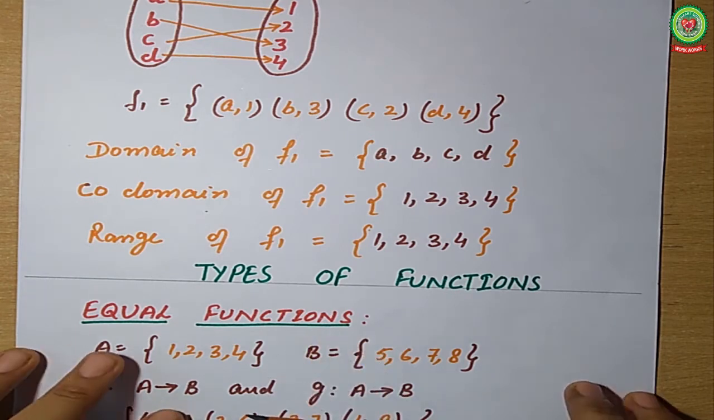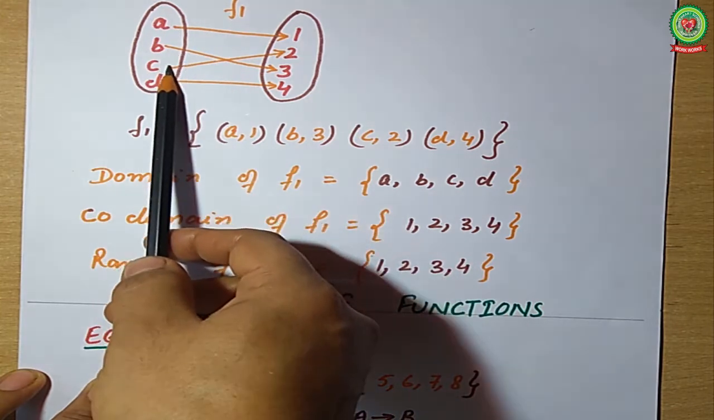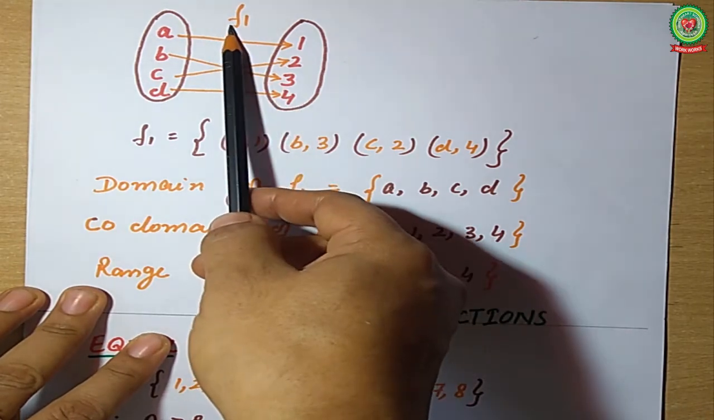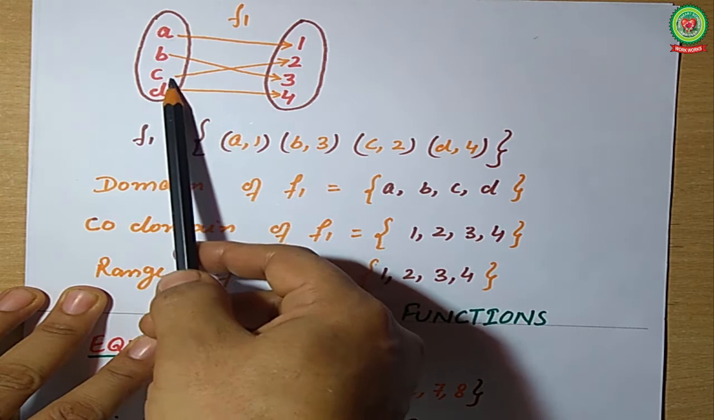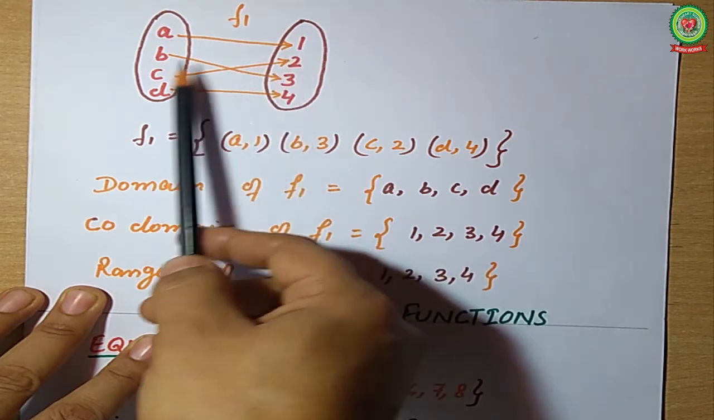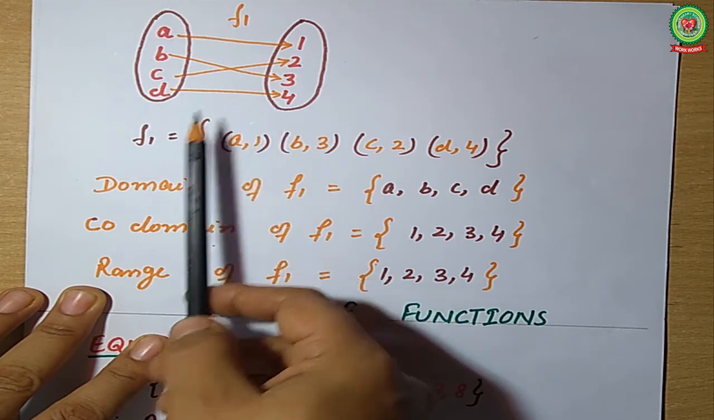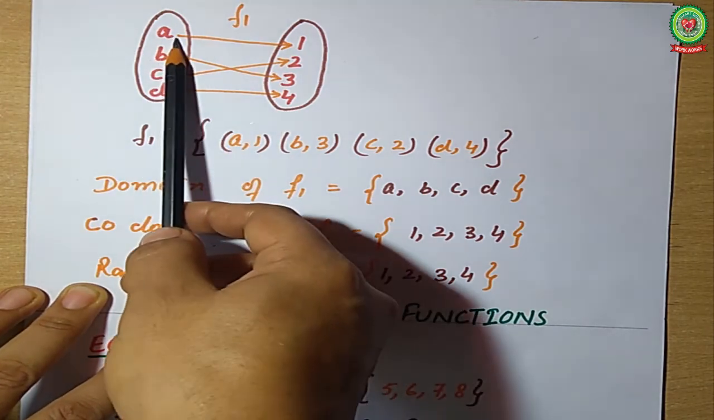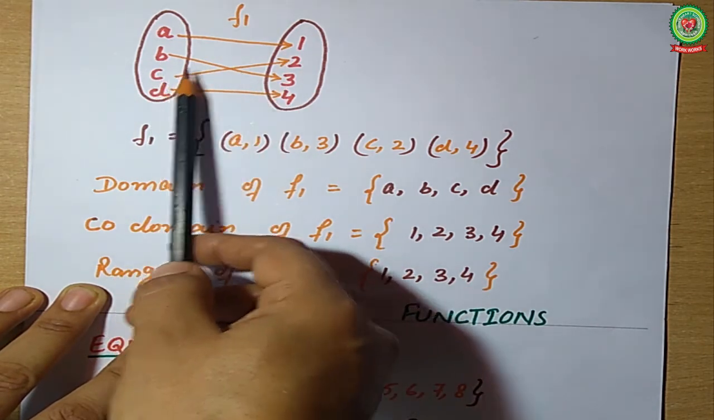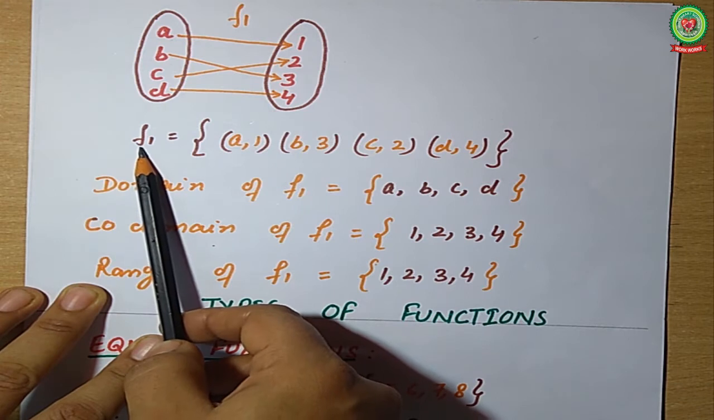Now I am taking one example in which set A is a, b, c and d. Set B is 1, 2, 3 and 4. f1 is a function there because a, b, c and d each have one image here. a has one image, b has one image, c has one image, d also has one image. When we make its ordered pairs: a1, b3 after the rule, b3, c2, d4. These are the ordered pairs of function f1.